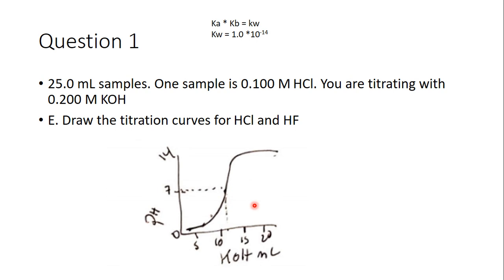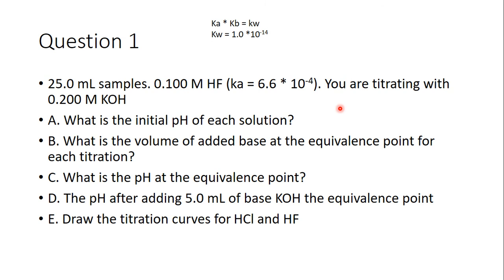Lastly, draw a titration curve. Based on what we just talked about, you're at a very low pH at the start, at the equivalency point, which is 12.5, you're at 7, and once you go past the equivalency point, you're at a very high pH. Right. So let's now look at how this is different for a weak acid.